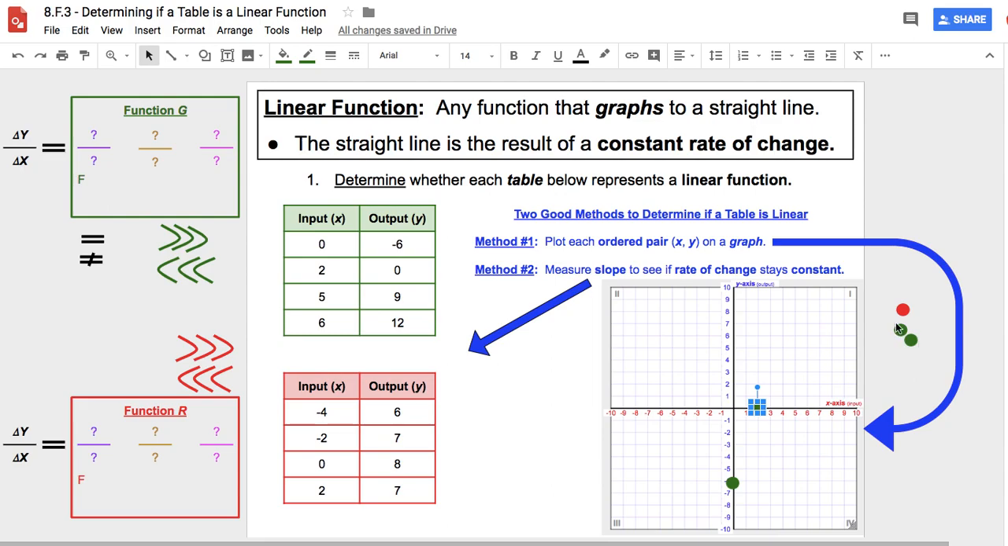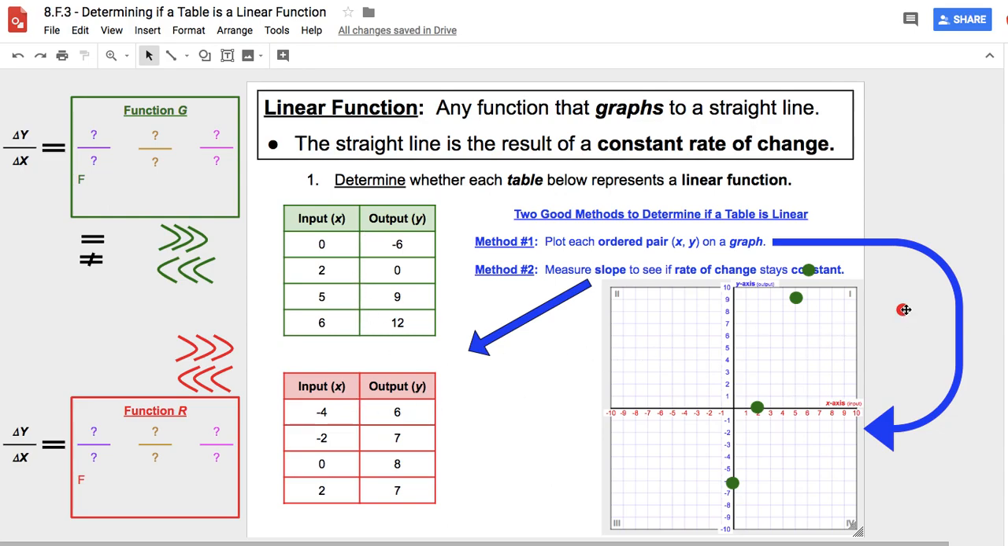5 and 9. We again start at the origin, move 5 to the right, move 9 units up. And the last one, 6 and 12. We move 6 units to the right, 12 units up, which is a little above on our graph, but we can see all 4 of these fall on a straight line. We could say that because of this, function g is going to be a linear relationship.